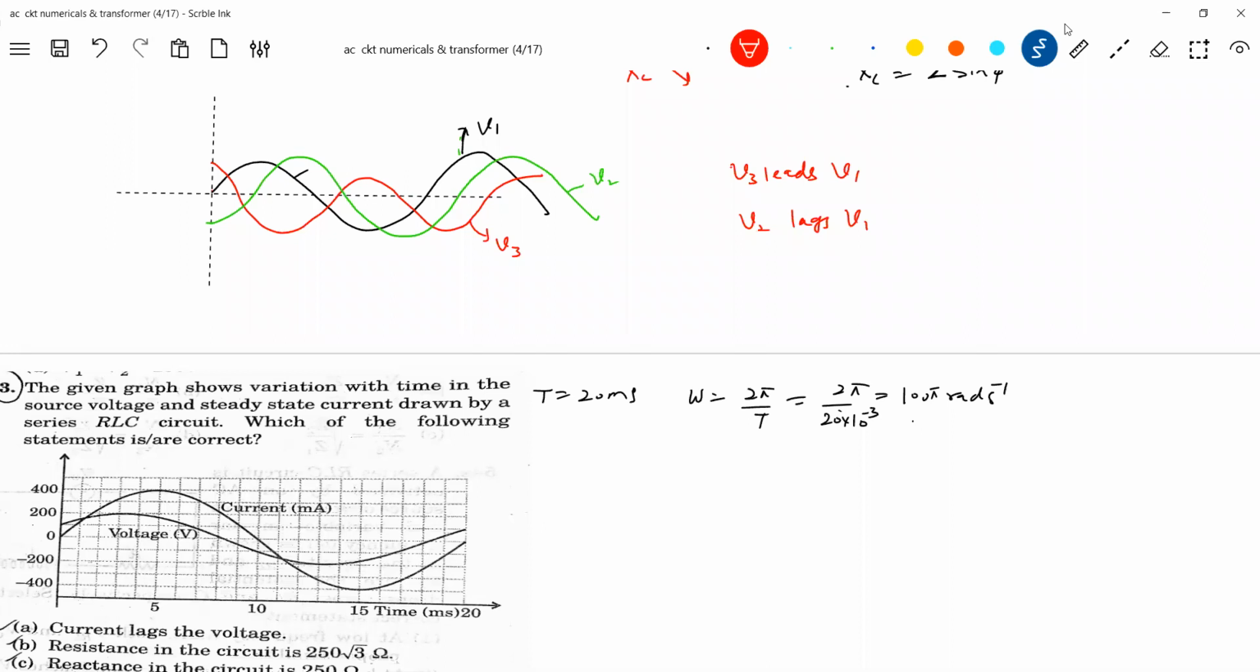What about V3 and V2? Any relationship between them? Definitely, what will happen? That color is V3. V3 leads V1, V2 lags V1. So V3 leads V2. That lead-lag, able to understand now? If they give a curve, you just take help of this condition here.